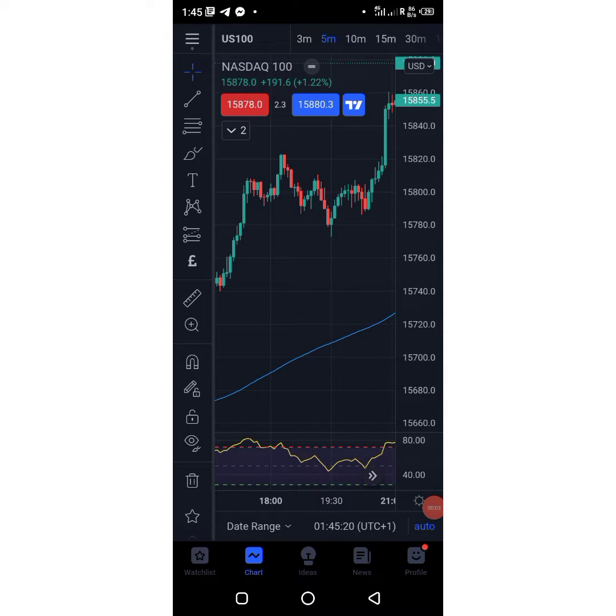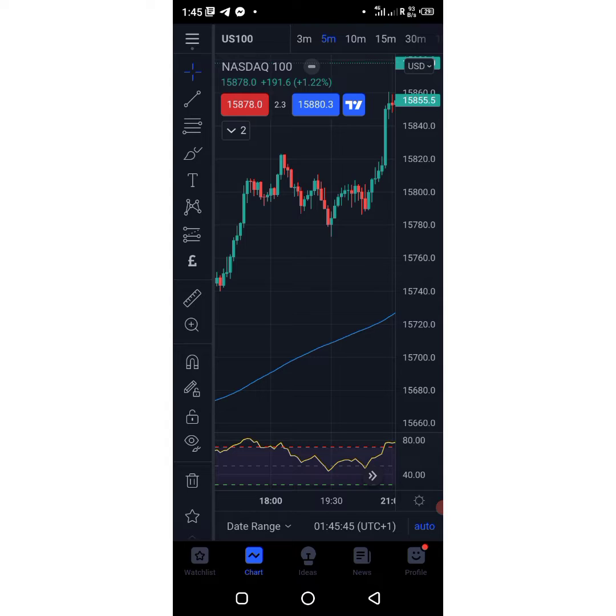It's your boy XO, and in this video, guys, I want to show you a really simple and very effective way to trade in the forex market. As you can see, I'm actually trading the US 100, which is the Nasdaq 100. This is a very simple strategy using the 200 EMA line and RSI, if you would add that.